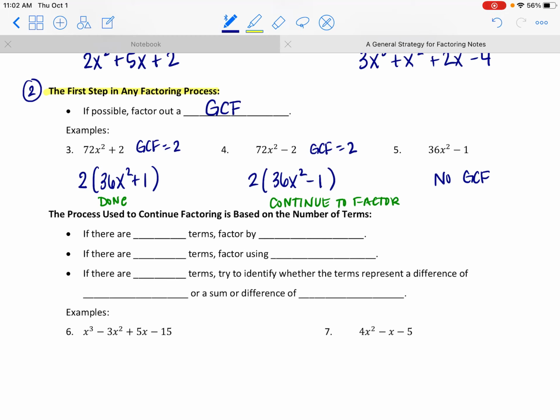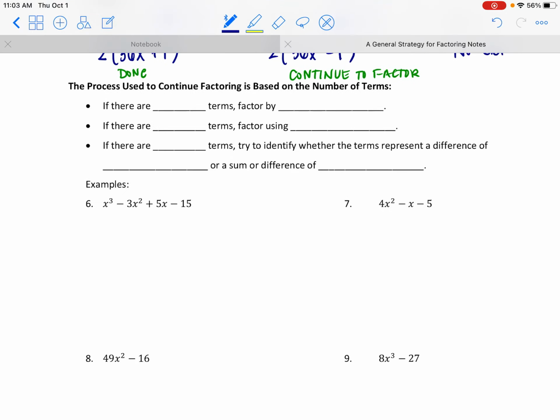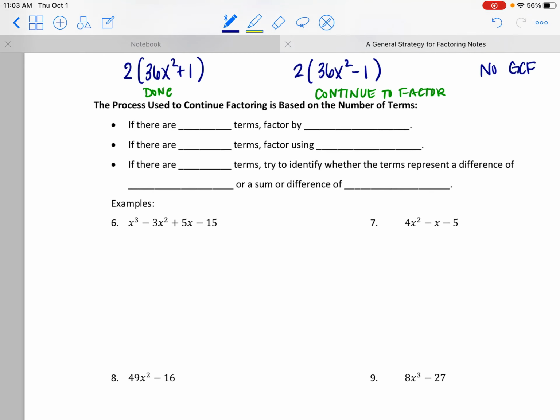So if it's possible, we take out a GCF. If you look at number 3, we took out a GCF, and then we would be done. Sometimes that's it. Sometimes it's a GCF and you're done. And sometimes you take out a GCF and then you can continue to factor. And then sometimes there isn't a GCF. Sometimes you just go straight into your factoring process. So you've got all those options, but you want to be looking for a GCF before you attempt anything else. And then what else we attempt depends on the number of terms.